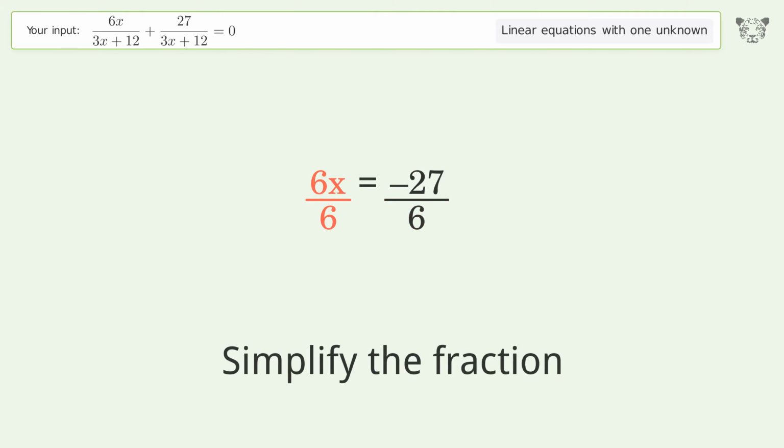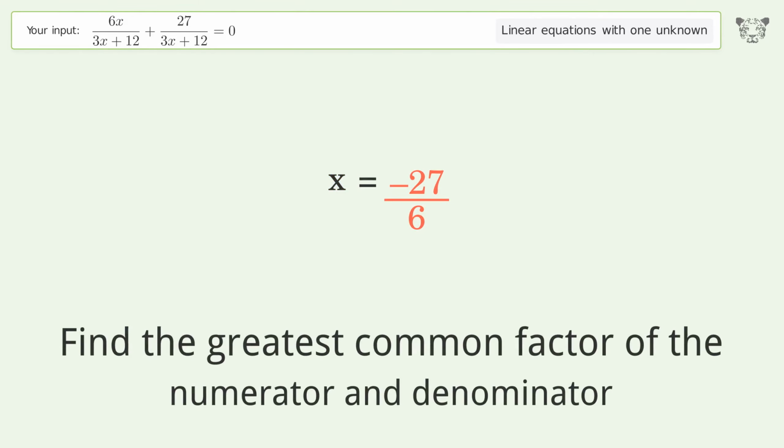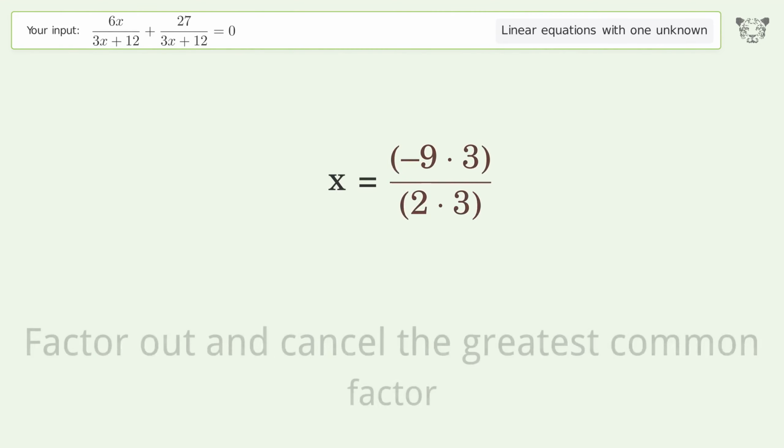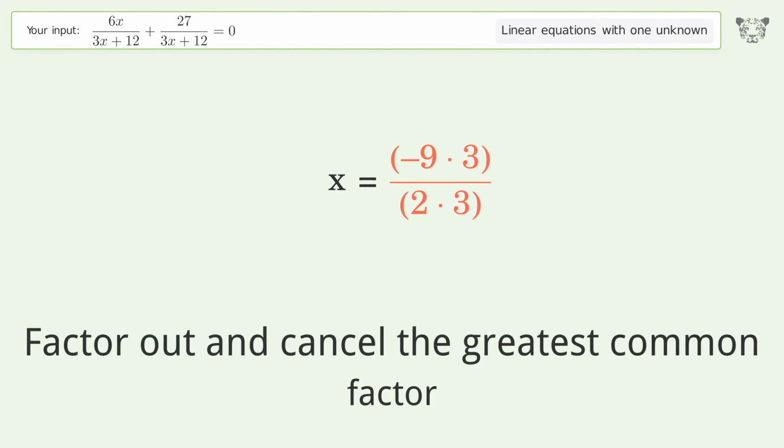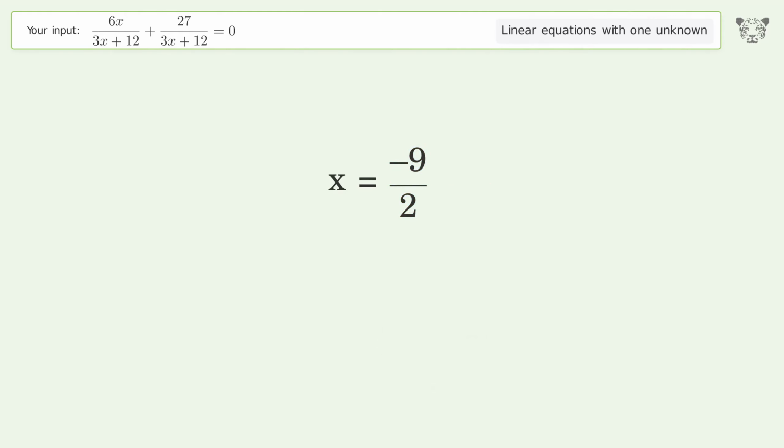Simplify the fraction. Find the greatest common factor of the numerator and denominator. Factor out and cancel the greatest common factor. And so the final result is x equals -9/2.